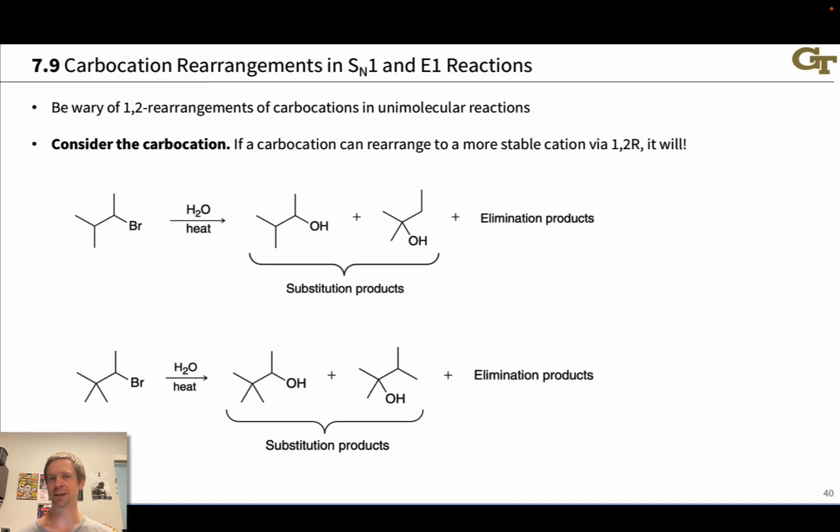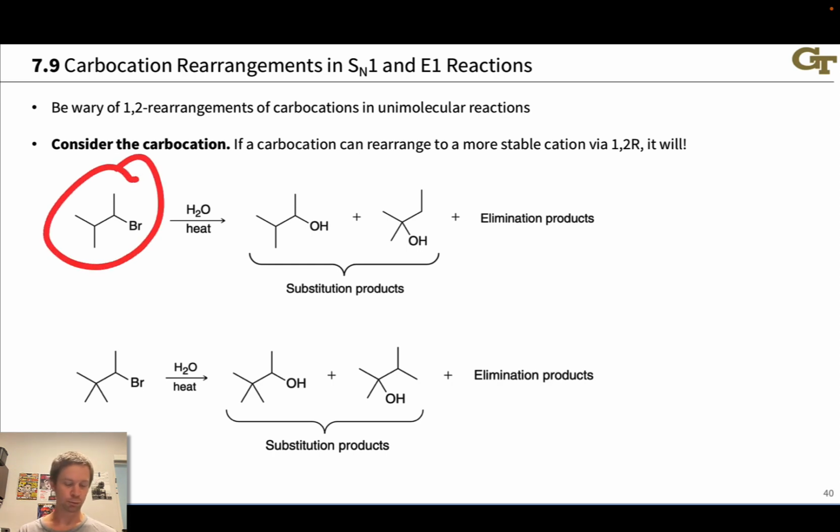via 1,2 rearrangement, it will do so, and quite frequently the product following rearrangement is actually the major product, although as in many things in organic chemistry, in practice, this can be a little bit difficult to predict. So let's consider the two reactions here, which involve solvolysis of a secondary alkyl bromide.